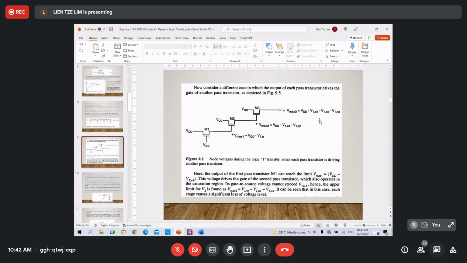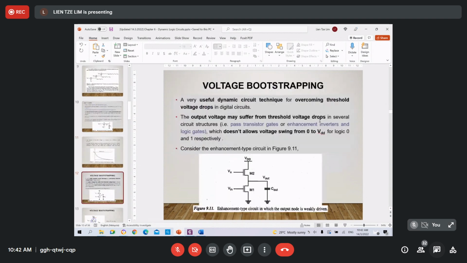The technique that can be used to overcome this problem is the voltage bootstrapping. What is voltage bootstrapping? It is a dynamic circuit technique that can be used to overcome the threshold voltage drop in digital circuits. I have explained this to you before, how this is applied, and how the circuit can be used to reduce or overcome the threshold voltage drops.